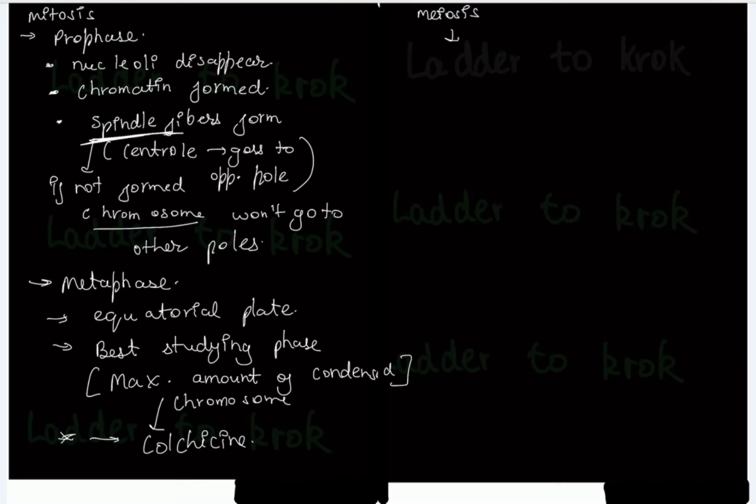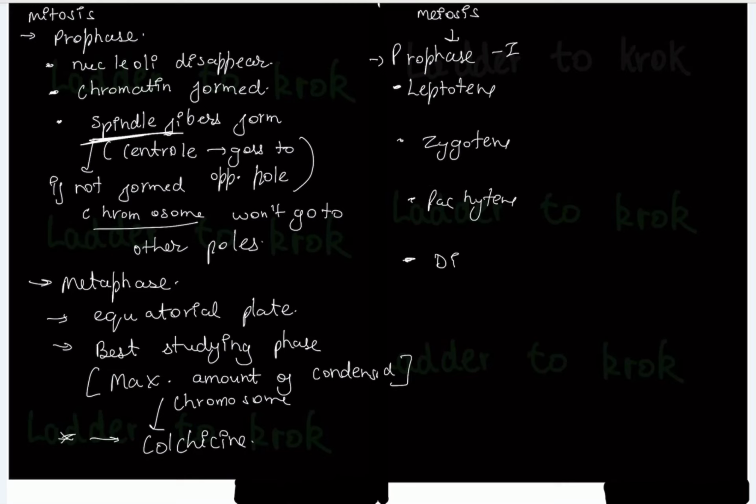Now come to meiosis. This meiosis, as I already told you, only differs in its prophase 1, and all the questions come from this prophase 1 part. It has leptotene, zygotene, pachytene, diplotene, diakinesis.